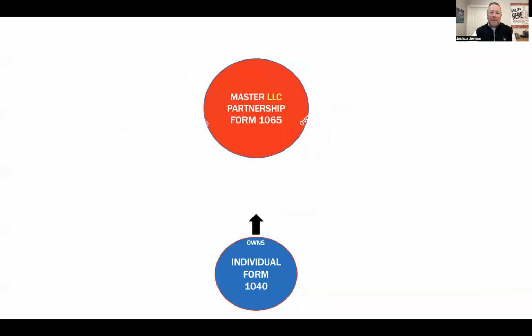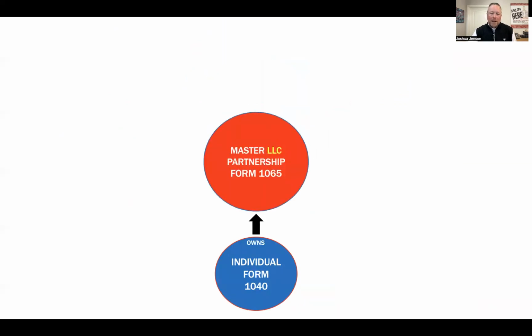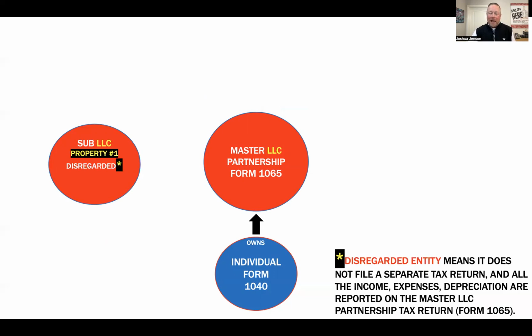Now, I do have a longer video that I'm going to give you a link to that will be at the end of this at the top left, and that'll be a little longer version of this. But with this, we start with the individual, and they own then a partnership, and that's going to file a Form 1065. This is what we would call the master LLC. Then we would set up a sub LLC that would own each property. So for property one, we would set up an LLC, and with that, it would be considered a disregarded entity because it's going to be 100% owned by the partnership.